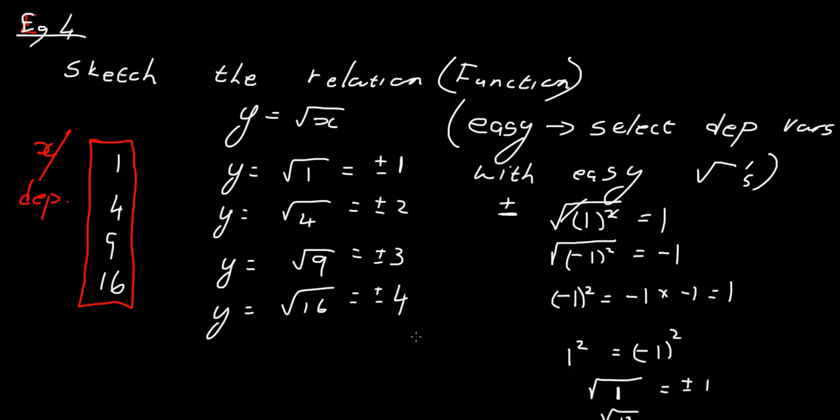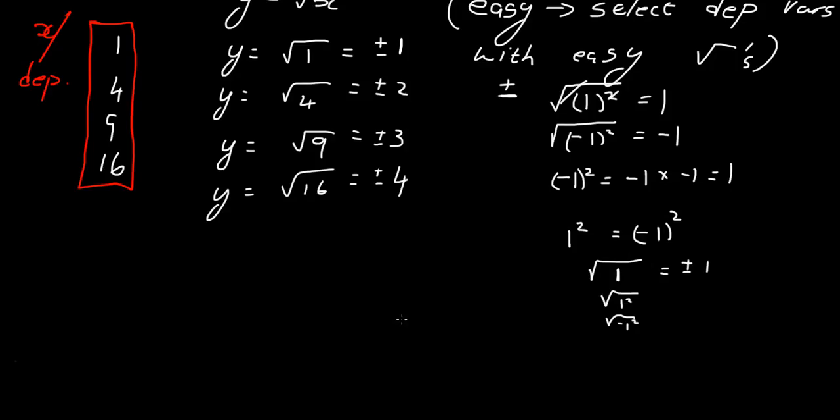Alright, so now it's interesting, because our dependent variables, okay, let's write out our set of ordered pairs. 2, 3, 4.